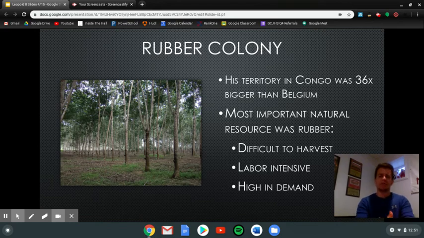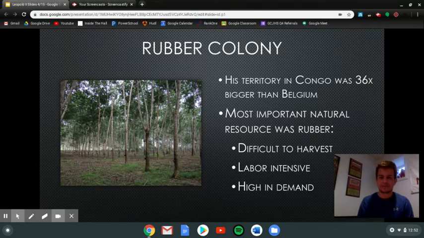The most important, by far, natural resource in the Congo was rubber. As European countries such as Belgium industrialized, rubber became a very, very important resource that people needed. It was very high in demand. So as we learned in the first quarter, when the demand is high and the supply is low, the price is really high. So he wanted to increase that supply to keep meeting that demand.